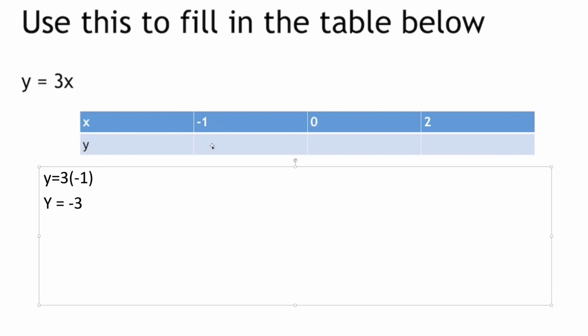Remember, I can't put the number in here, so I'm just going to write it down here. So y for the next one is equal to 3, bracket, and the next number is 0. So we're going to put the 0 there. Anything times 0 gives you 0, so that's going to be 0. And then for the last one, x is 2, so 3 times 2, and y is equal to 6.